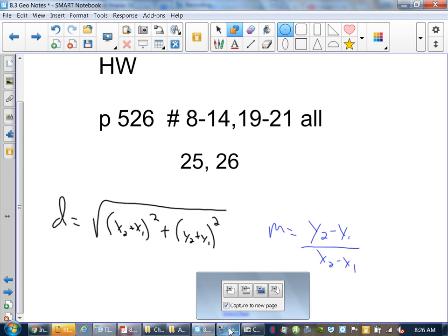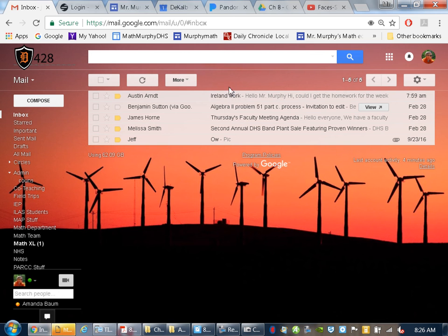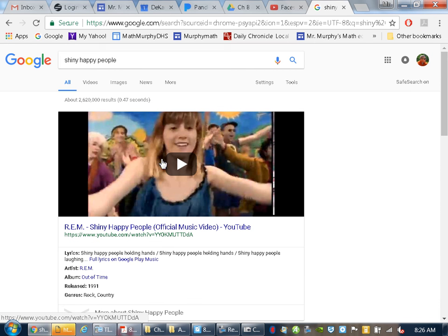Then I think 19 through 21 are the slopes. You'll just find the slopes. 25 and 26 are a little bit trickier ones. I want to see if you can figure them out. I'm not going to tell you how to do it. I want to see if you guys can try it. You're finding a missing endpoint that makes a parallelogram.